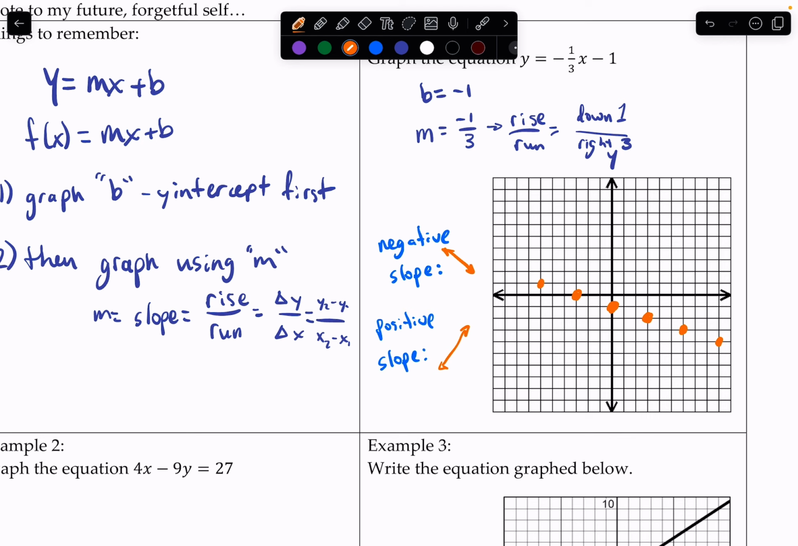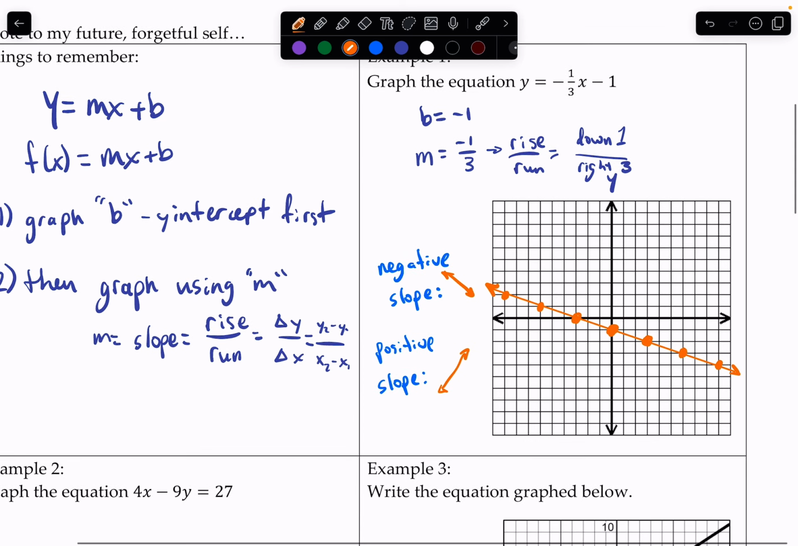Up 1, left 3, up 1, left 3, and we've got everything all drawn. Do your best to connect the dots. And that's your line. That's it. That's the problem. That is what -1/3 x minus 1 looks like. So again, we're starting with the y-intercept and then using the slope to graph everything else.